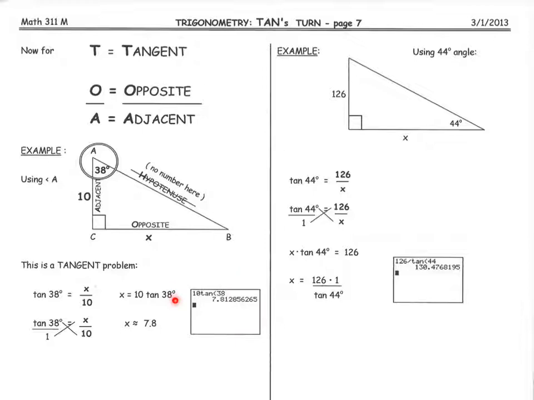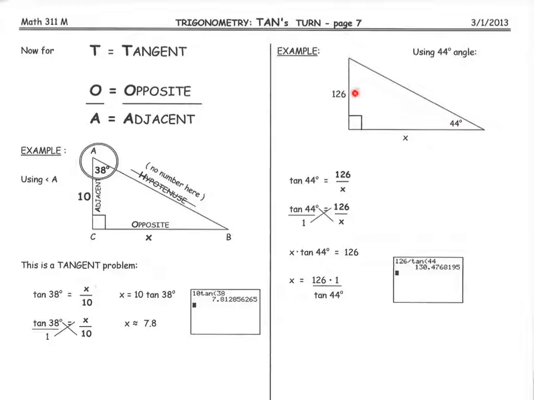I typed 10 tan 38 into my calculator, knowing my calculator was in degree mode, and 7.81 came out, which meant that if this side of the triangle is 10 centimeters, then this side of the triangle is about 7.8 centimeters. In this example, we use the corner down here, in which case 126 was opposite.